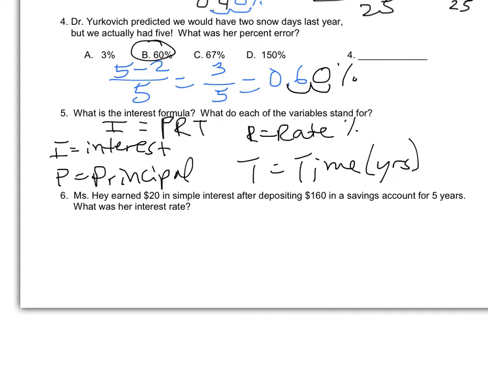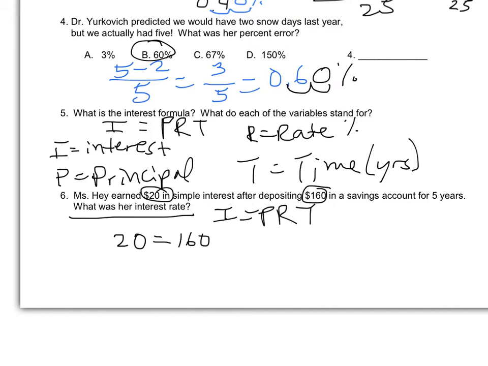All right, number 6. Ms. Hay earned $20 in simple interest after depositing $160 in a savings account for 5 years. What was her interest rate? Again, we're going to use I equals PRT. We know our interest is 20, so we put 20 equals. Our principal we know is 160. Our rate we don't know, that's what we're trying to solve, so we put R. And our time we know is 5.